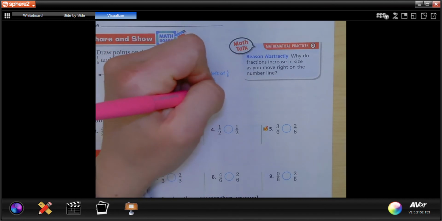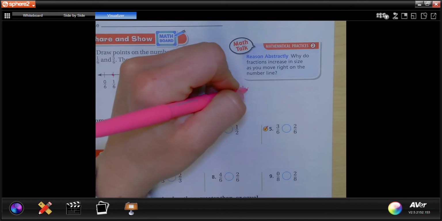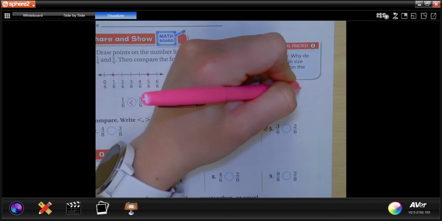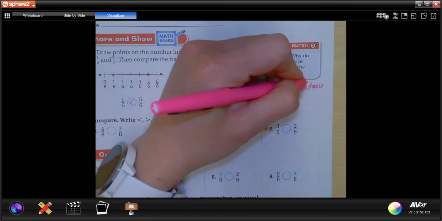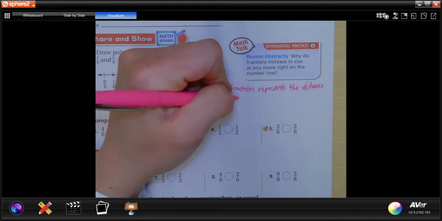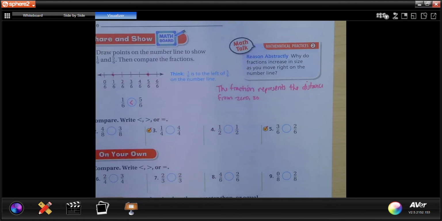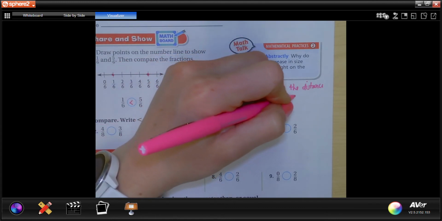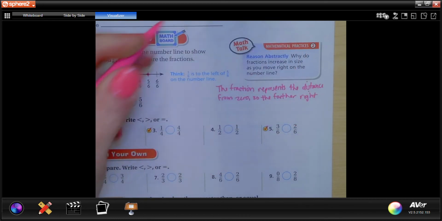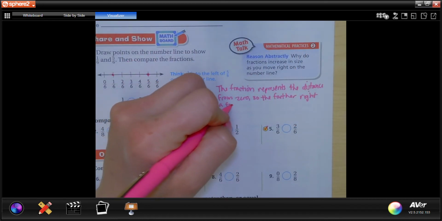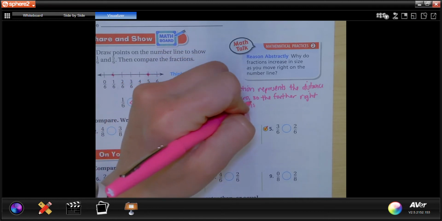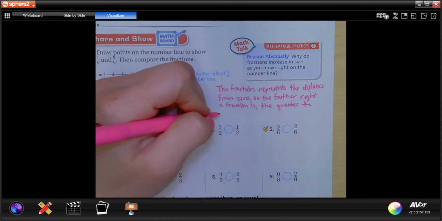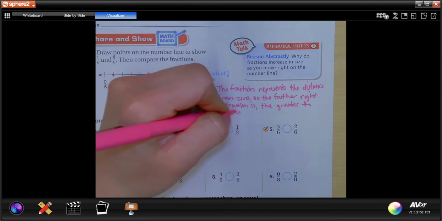So the fraction represents the distance from 0. So the farther right a fraction is, the greater the distance and size.